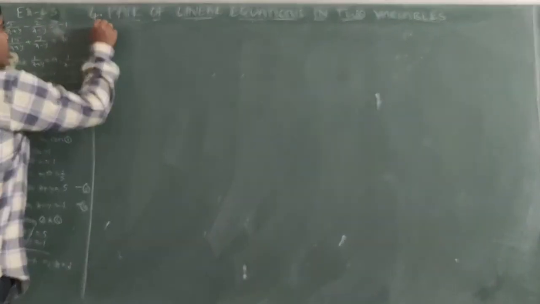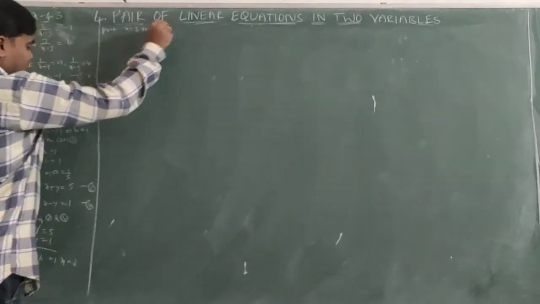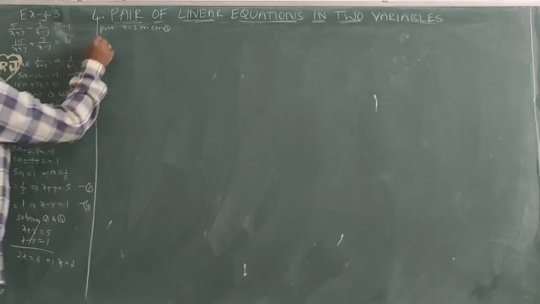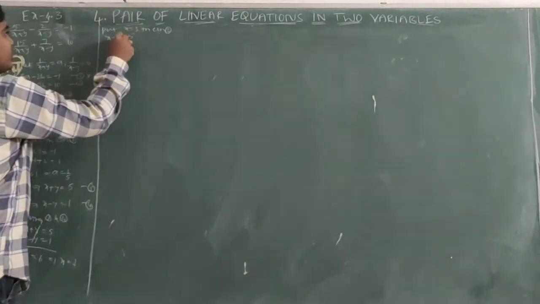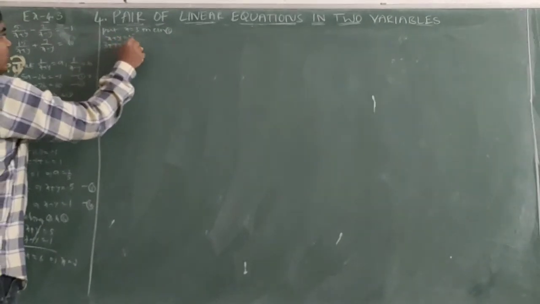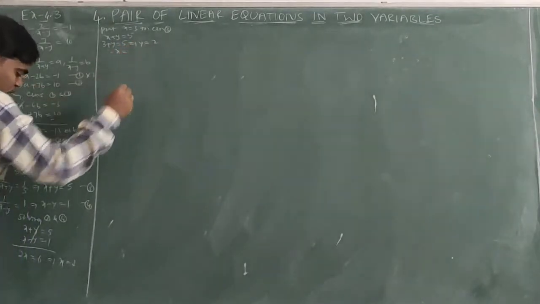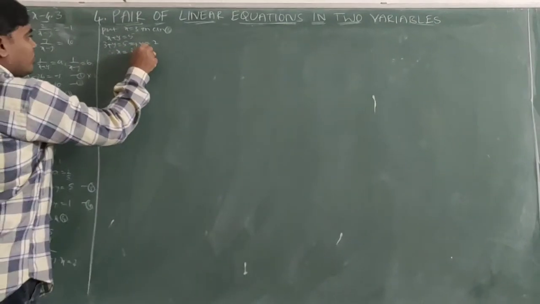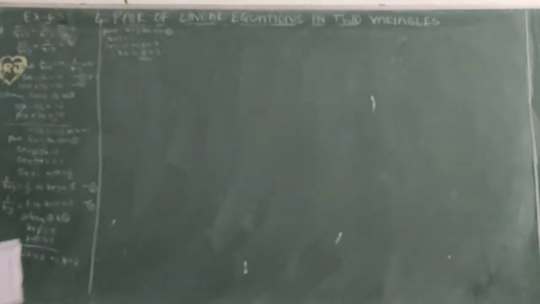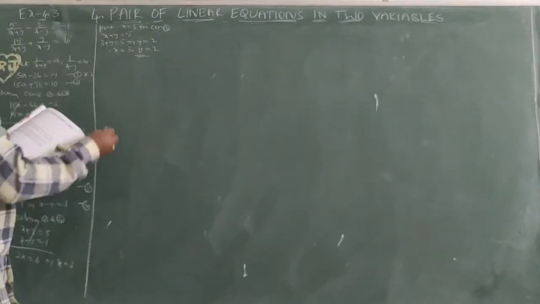Put x = 3 in equation 3. So x + y = 5, 3 + y = 5 implies y = 5 - 3 = 2. Therefore x = 3, y = 2. So this is the required solution. Okay. Next, sixth question.